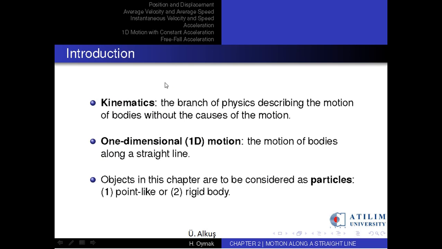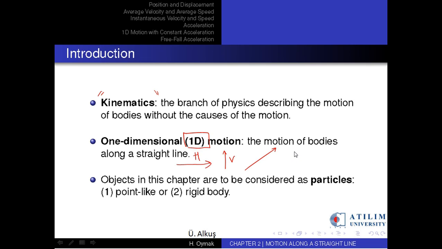The branch of physics describing the motion of bodies without considering the causes of the motion is called kinematics. In this chapter, we study only one-dimensional motion. That is, we consider the motion of bodies along a straight line. This line might be horizontal, vertical, or even slanted, but it will always be straight in this chapter.